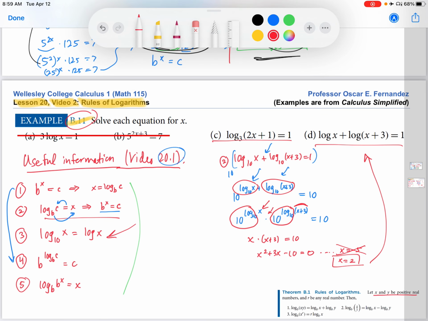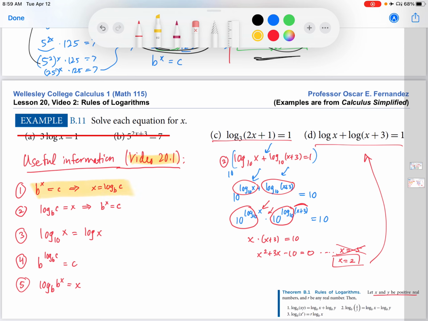So zooming out a little bit here, just a very quick recap. This has been a video that has intended to show you that not only are these first 3 rules that we talked about in video 20.1 very useful, right? How to convert from an exponential to a log, how to convert from a log to an exponential, and then just a convention that comes up often.